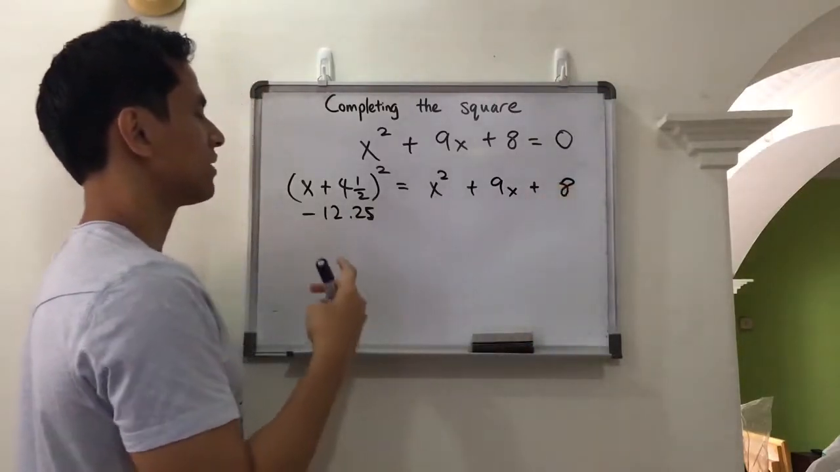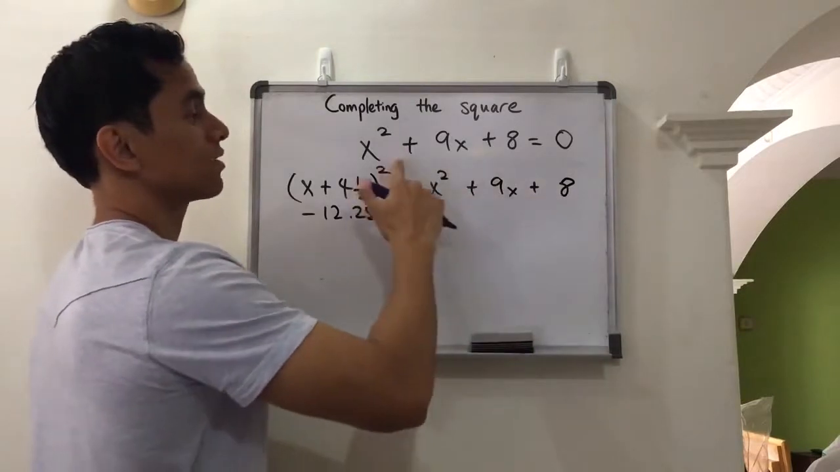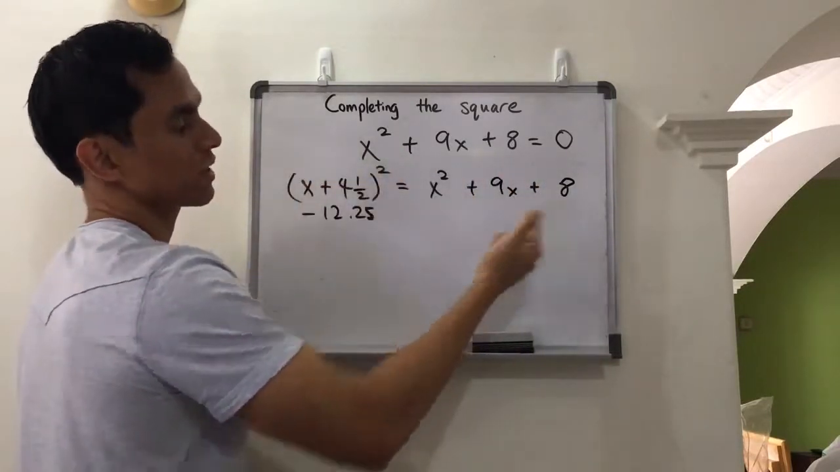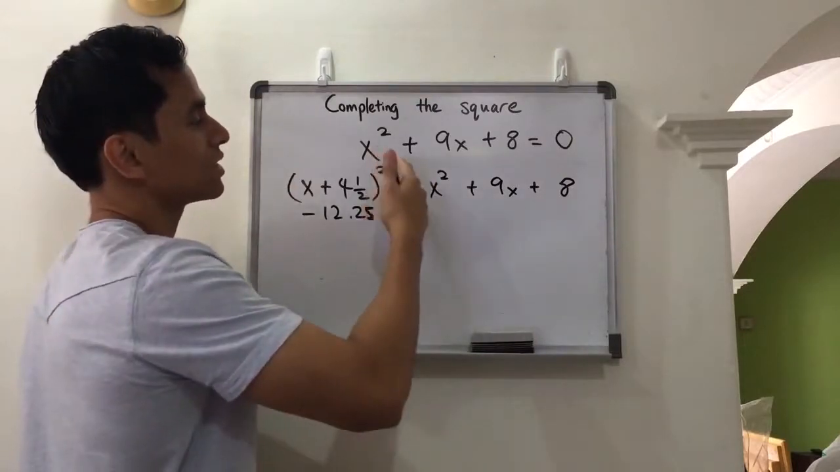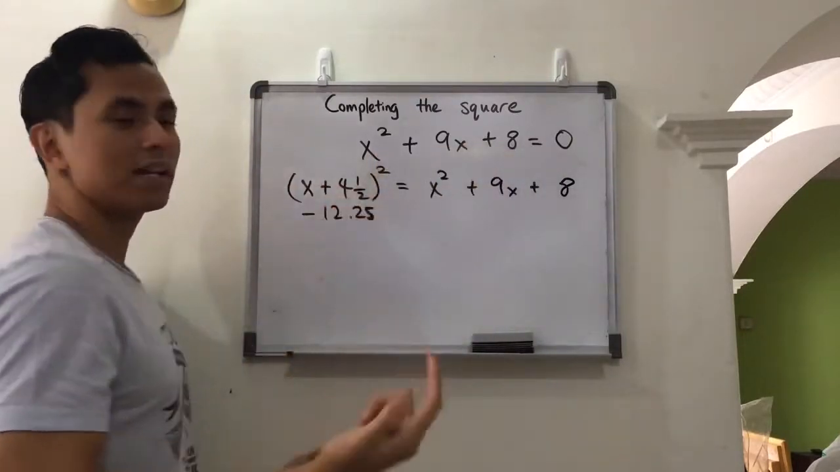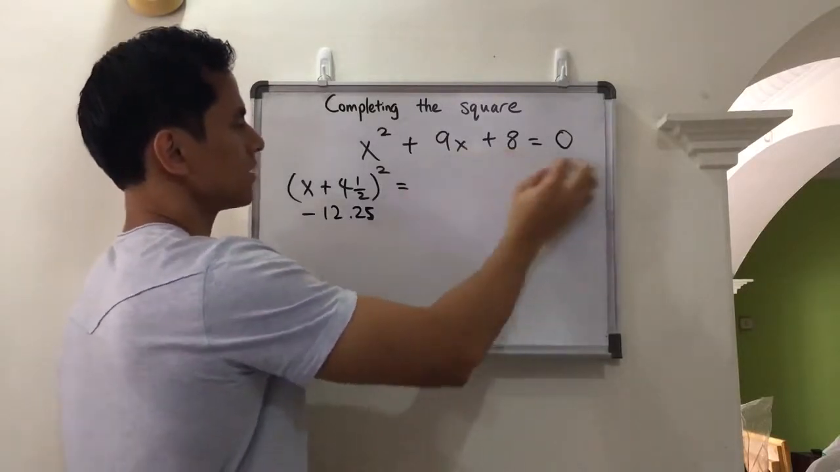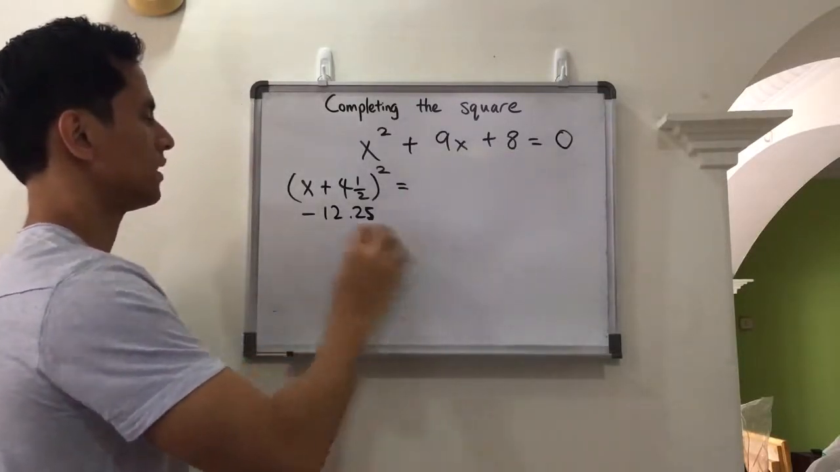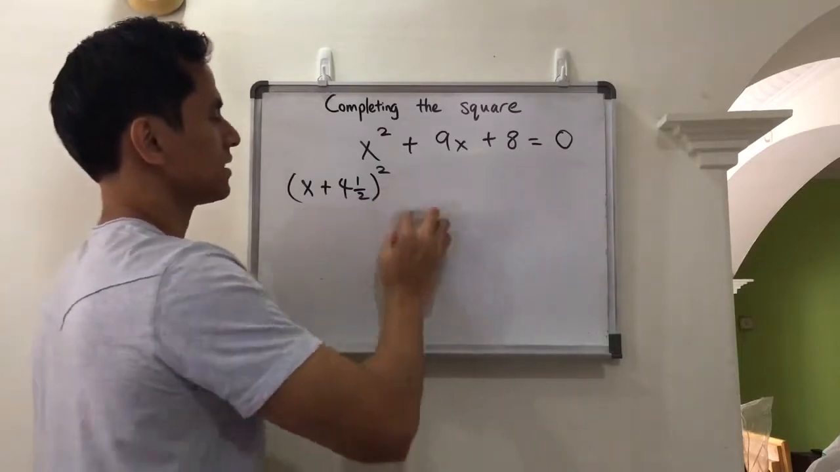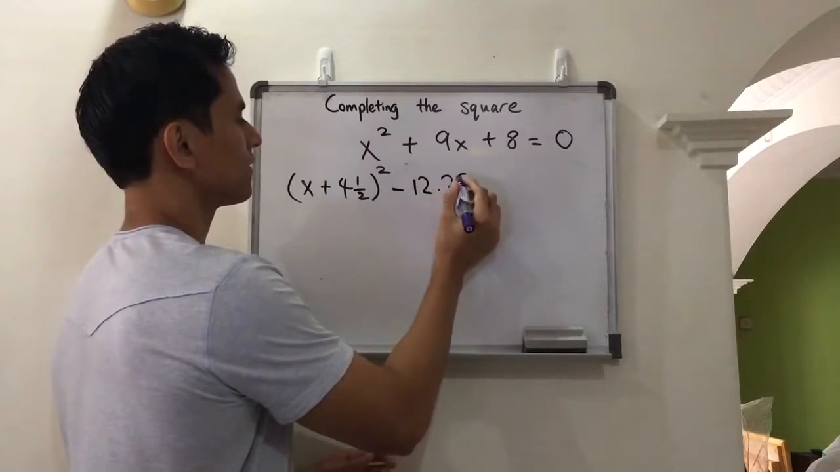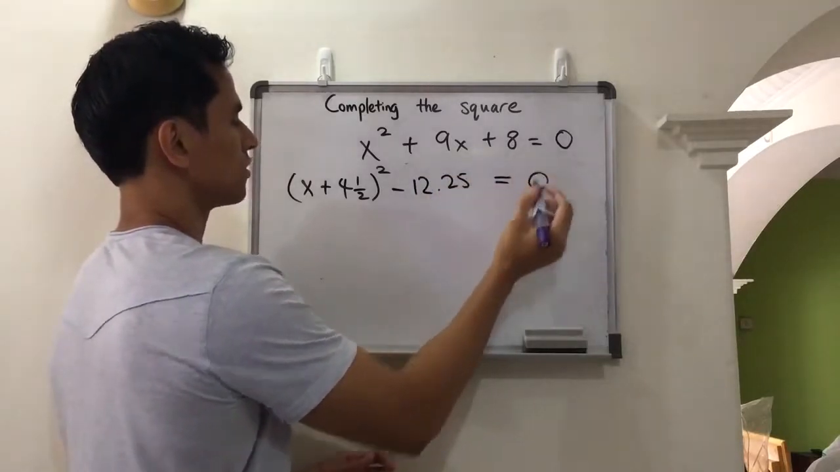So can you see now that this is our original question, and this part here equals our original question. So we can rewrite our original question as this. And that's the whole point of this method of completing the square. So now, okay, let me just rewrite it out nicely. (x + 4.5)² − 12.25 = 0.